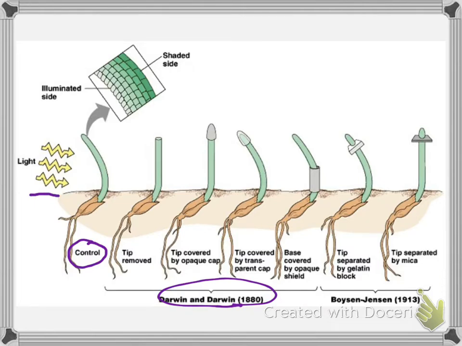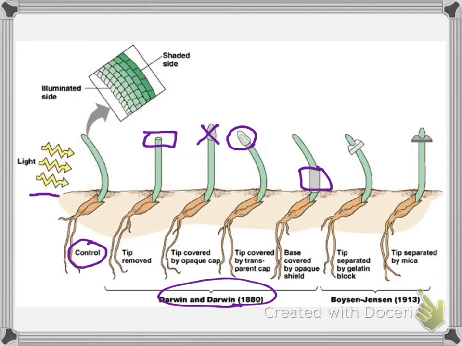But if you remove the cap, if you remove the tip, or you block the tip in any way with an opaque cap, you're no longer going to get that response and the grass is going to stay straight. But if you have a transparent tip, so light can still penetrate, or you only block the bottom of the grass, you're still going to get a normal response.